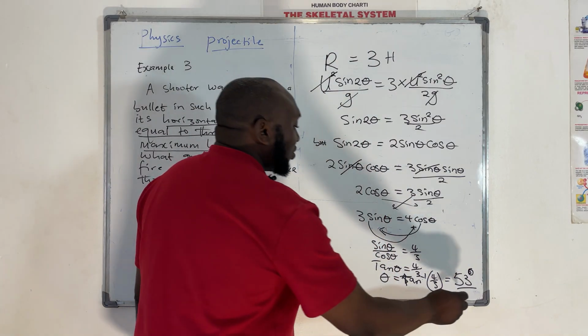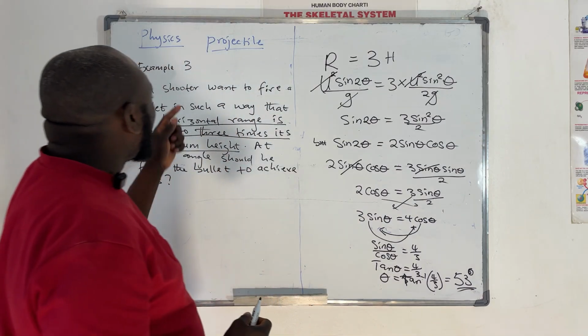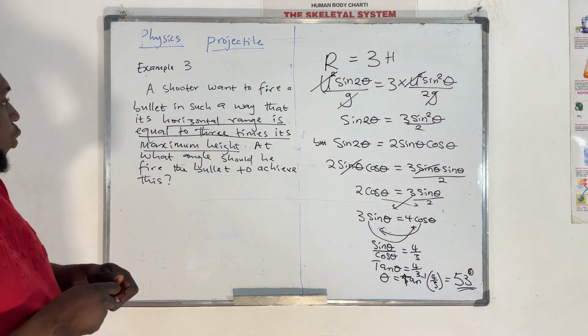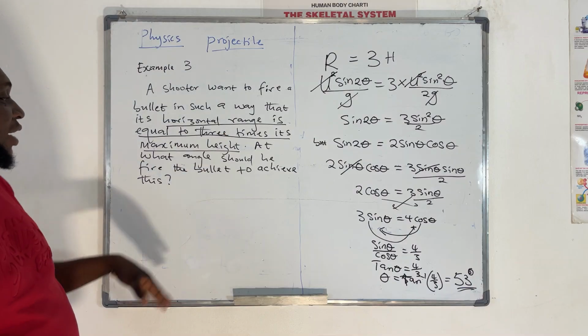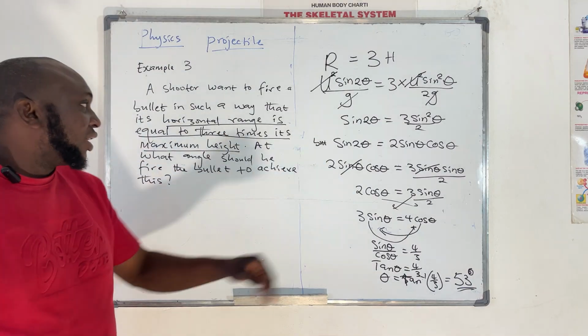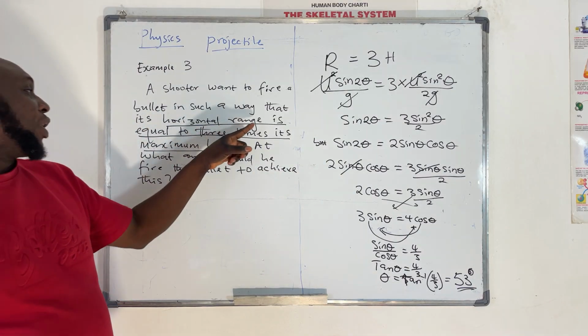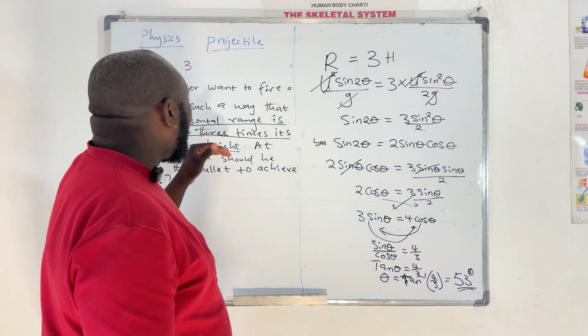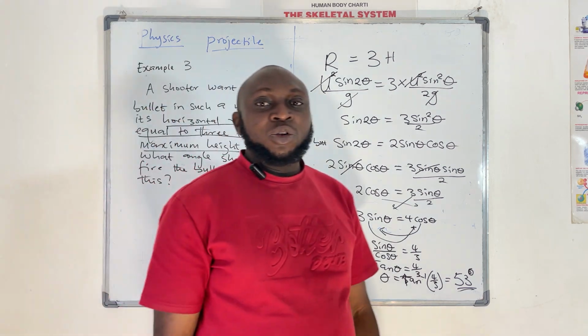That means the shooter needs to fire his bullet at an angle of 53 degrees so that the horizontal range will be equal to 3 times its maximum height.